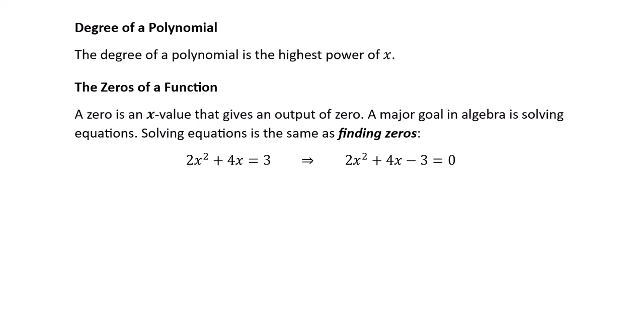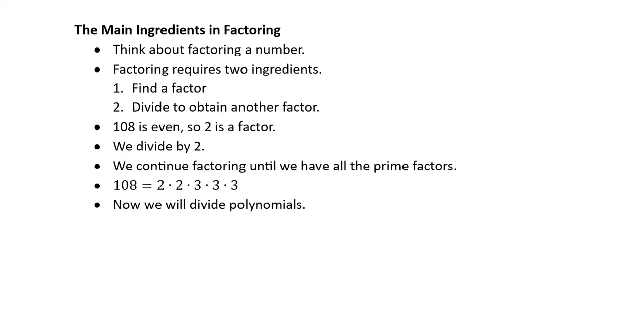In this equation, we start out with 2x squared plus 4x equals 3. This is the same as if we would set this equal to 0 and try to find the x values that cause it to equal 0.